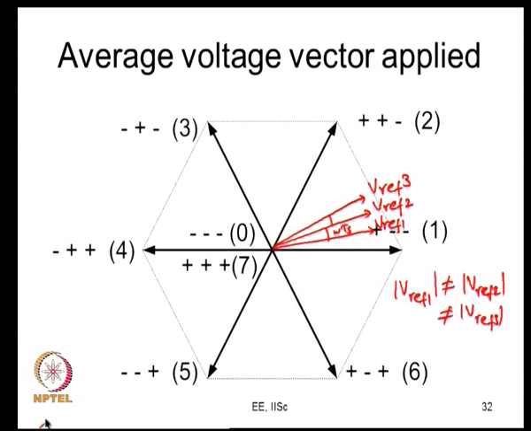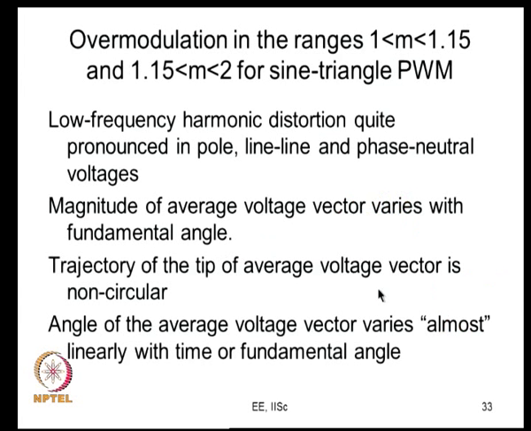So, you will see that it is improved when we go into conventional space vector PWM. It is a little different from here. There will be variation in the magnitude, but it will follow the hexagon and the circular trajectory. Before that, let us look at this sine triangle PWM, two ranges, one between 1 and 1.15.